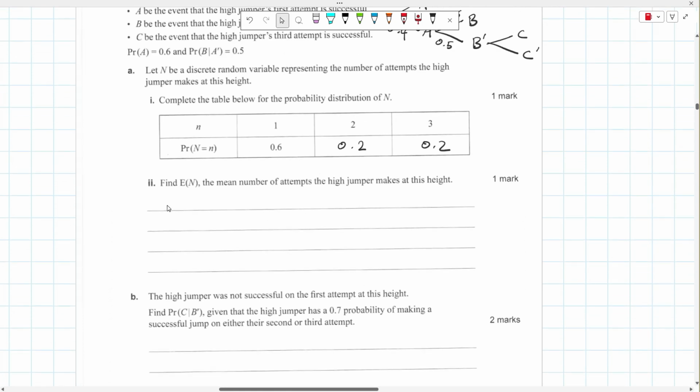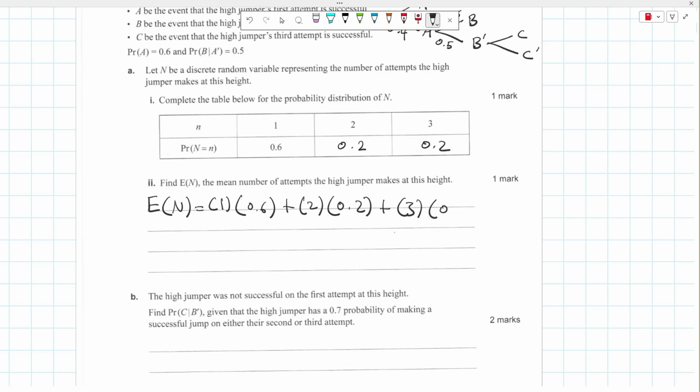The next one says to find E of n, the mean number of attempts the high jumper makes at this height. So E of n, all we need to do is just take the n value and multiply by its corresponding probability. So 1 times 0.6 plus 2 times 0.2 plus 3 times 0.2. So 0.6 plus 0.4 plus 0.6. And this is 1.6. That's going to be our mean, E of n.